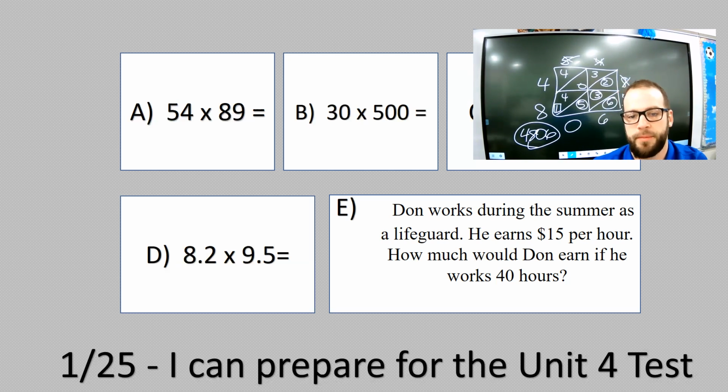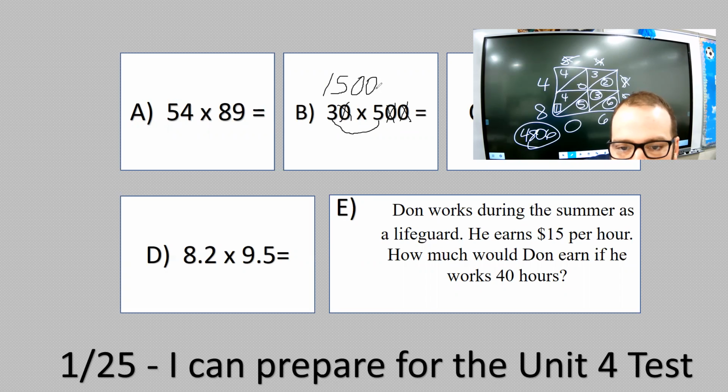So the next problem here, I can just do right on the computer. You get rid of the zeros. 5 times 3 is 15. And now you're going to add those zeros back to your answer. So the answer there is 15,000.